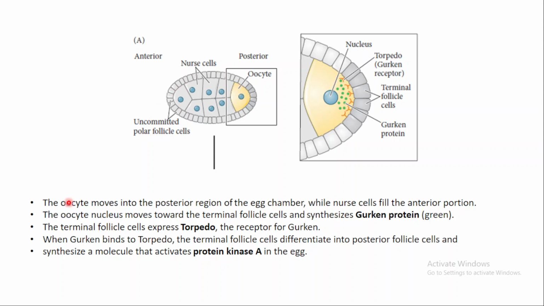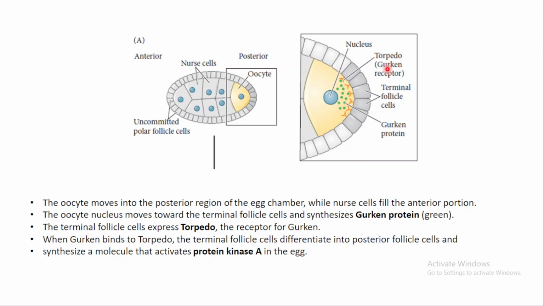So what happens in the early stages? The oocyte moves into the posterior region of the egg chamber while nurse cells fill the anterior portion. So, guys, you could know that the side to which the oocyte is closer will form the posterior end and the side to which nurse cells are closer will form the anterior end. The oocyte nucleus moves towards the terminal follicle cells and synthesizes Gurken protein. So the green colored dots that you see here are the Gurken protein.